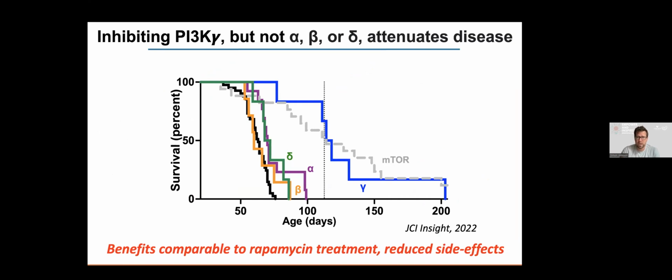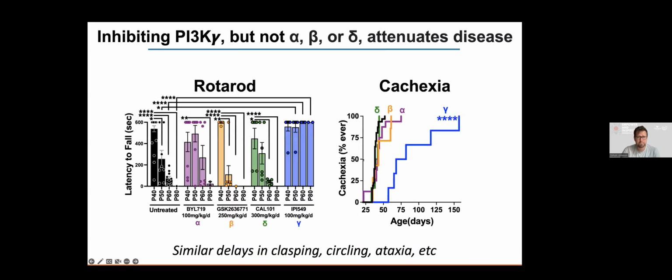In fact, the benefits that we observed were on par with what we saw with mTOR inhibition with rapamycin. And you can see in this lifespan curve here of animals treated with the PI3K gamma drug that it overlays quite well with the mTOR inhibitor rapamycin.